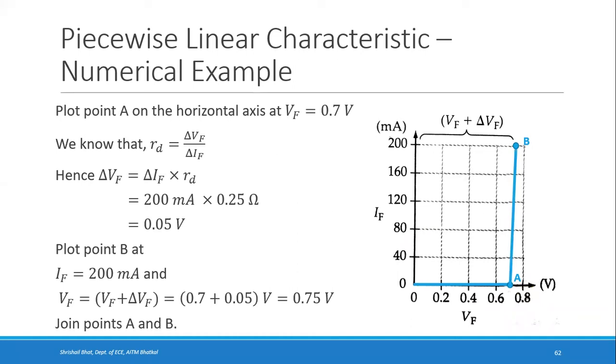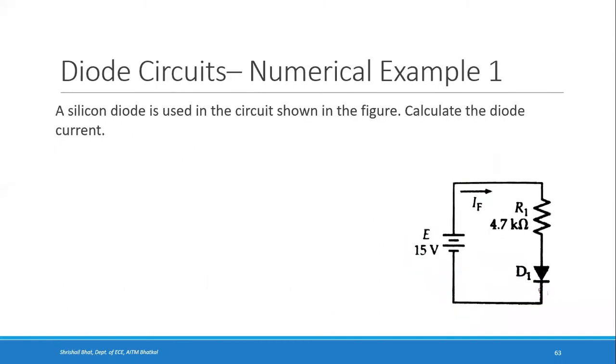So first you have to mark the point A at VF, whatever the value. If it's silicon, it is 0.7. For germanium, it is 0.3. Then considering the dynamic resistance, you can get the value of delta VF. Add that to the VF, you get the points IF and VF. Mark that point and join those points A and B. This is the piecewise linear characteristic. So next we will see some more examples on diode circuits.